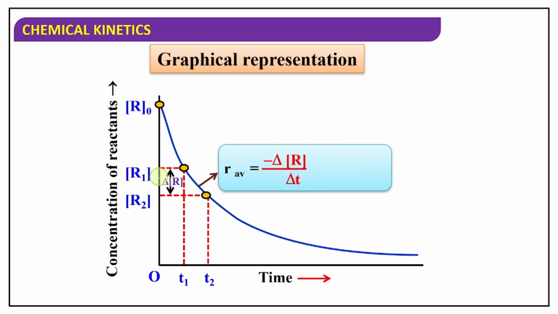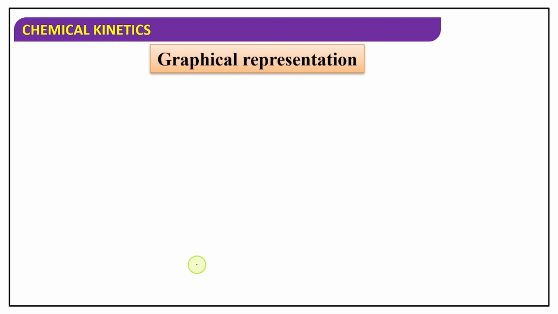Got it? So this difference, I can say that it is delta R. This difference, I can say it is delta T. I can easily measure it. And then how to measure delta R? R2 minus R1. How to measure delta T? T2 minus T1 here, right?